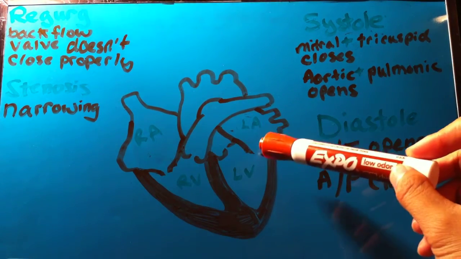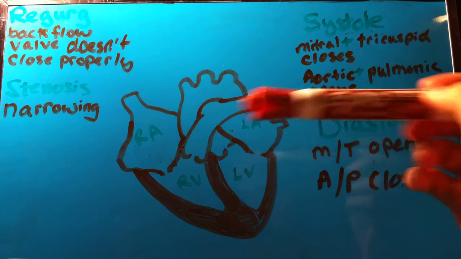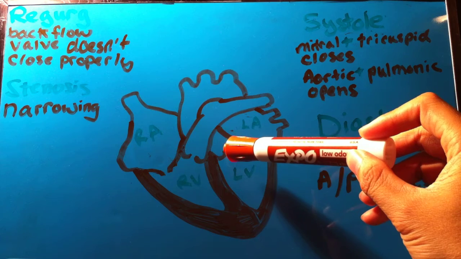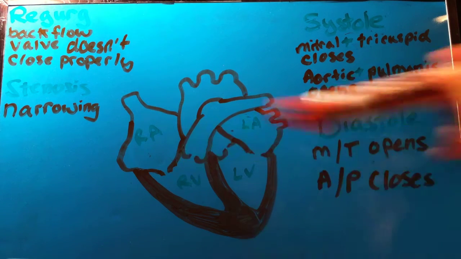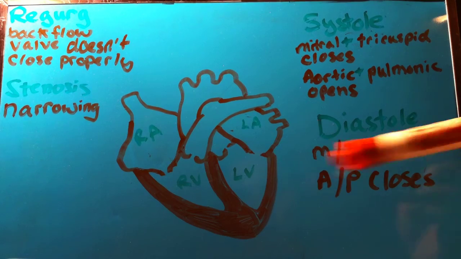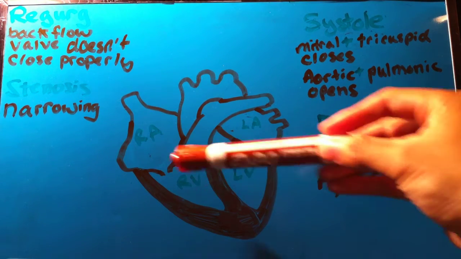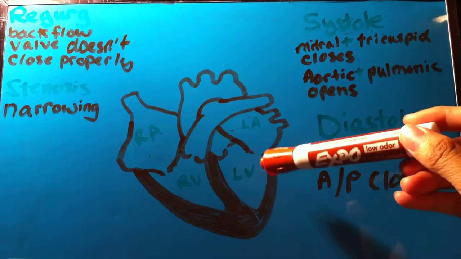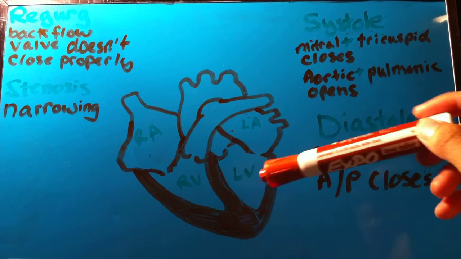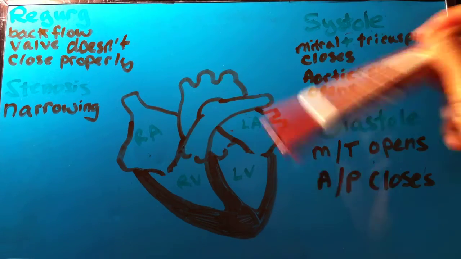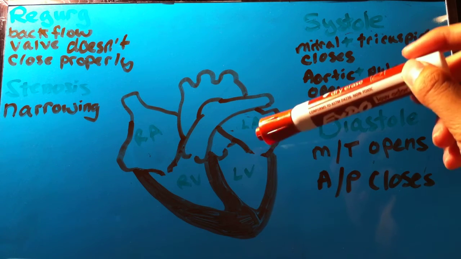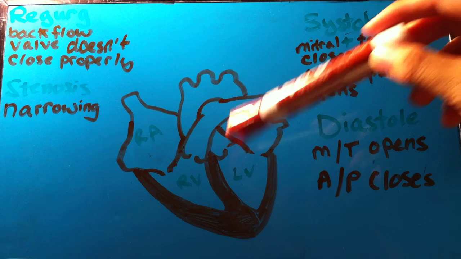This right here is the mitral valve, this right here is the tricuspid valve, this right here is the aortic valve, and this right here is the pulmonic valve. During systole, what happens is the mitral valve and the tricuspid valve close and blood enters into the left and right ventricle. And that blood gets pumped into the aortic and the pulmonic valve. And as soon as the aortic and pulmonic valve closes, that is the end of systole and the beginning of diastole.